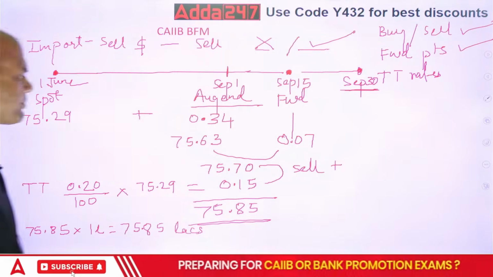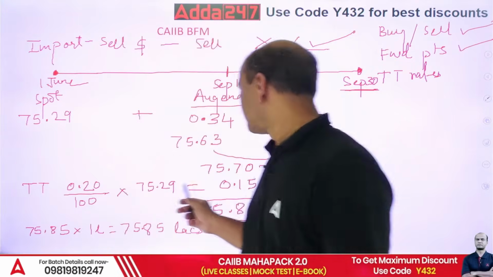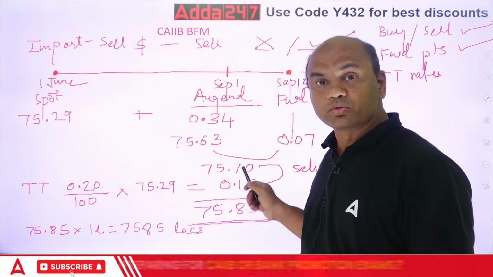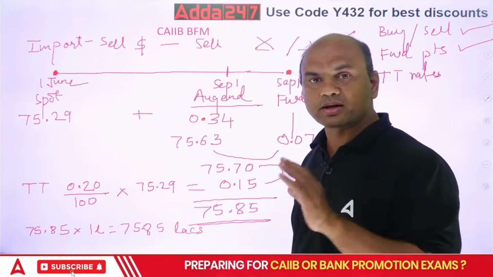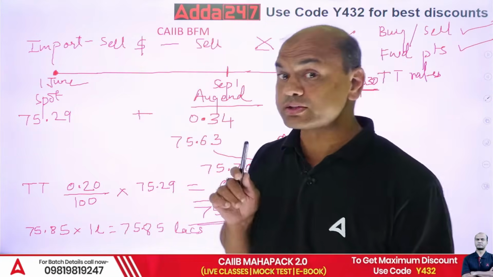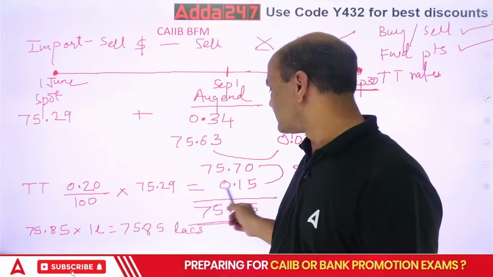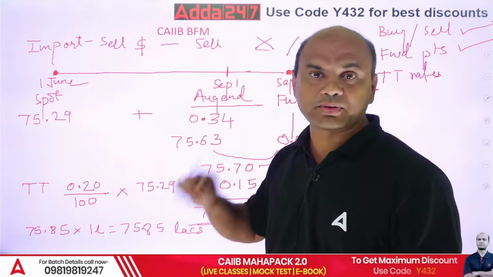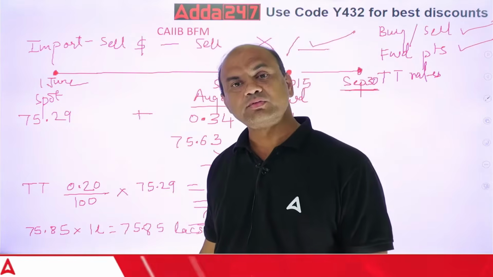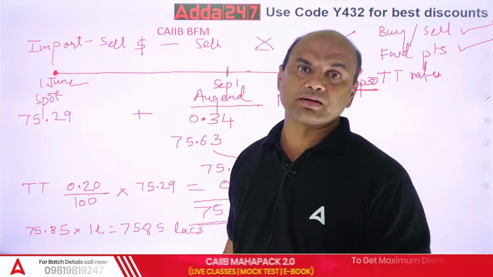Okay? So 0.15, got it? Now, what will you do with this 0.15? Will you add or subtract? Whenever you are selling anything, you have to add the TT margin. Why add while selling? And while buying, we subtract it.